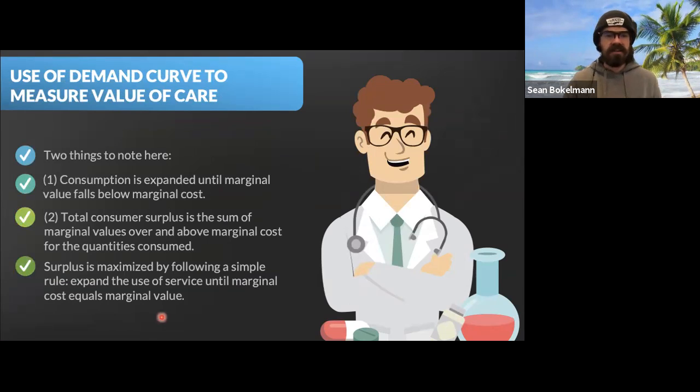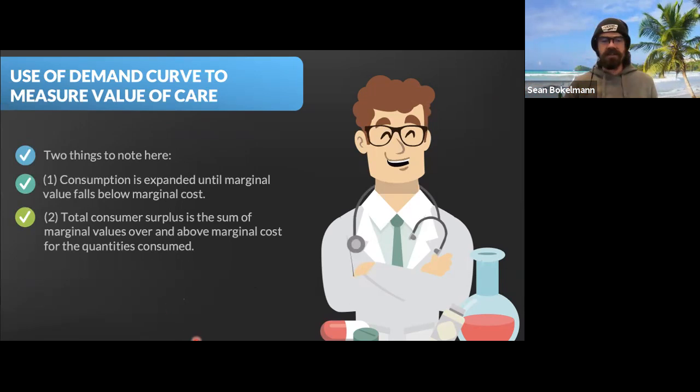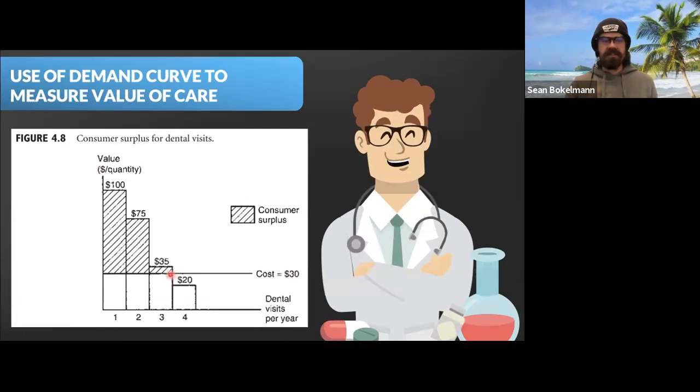And then I guess another thing to note is that, well, I already mentioned this too, but the surplus is maximized when this person expands the use of this service until marginal cost either equals marginal value or to the point just before marginal value drops below marginal cost, which is what we saw there. Because they never actually equaled each other, right?